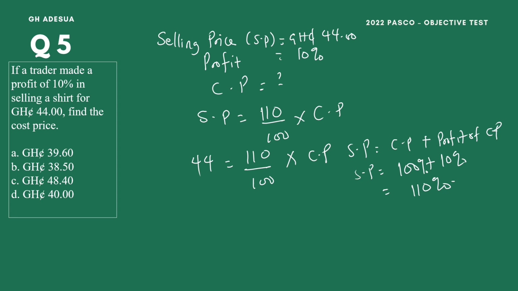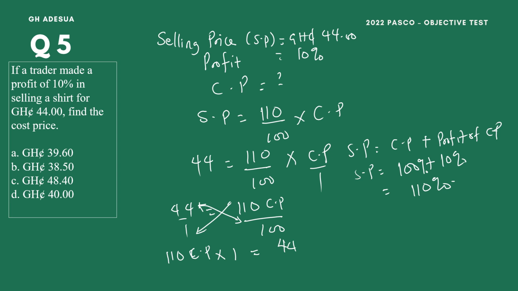So we know that this is also over 1, so we have 44 and we're going to have 110 CP over 100. This is also over 1. We do our cross multiplication. Then we have 110 the cost price by 1, that equal to 44 Ghana cedis times the 100.